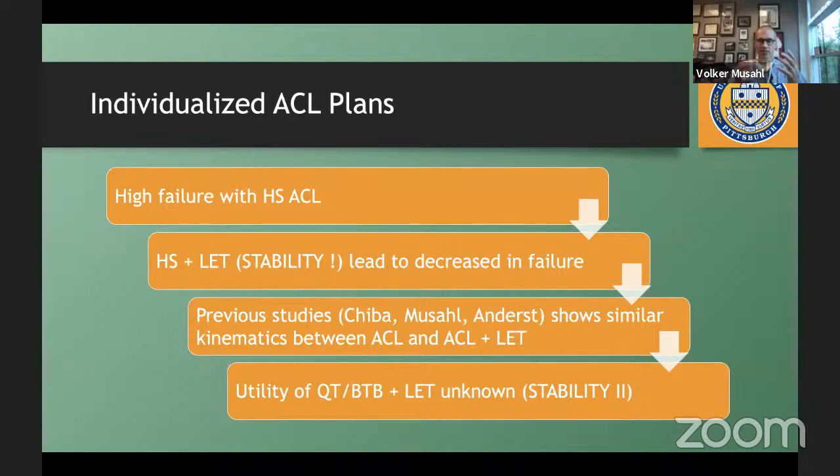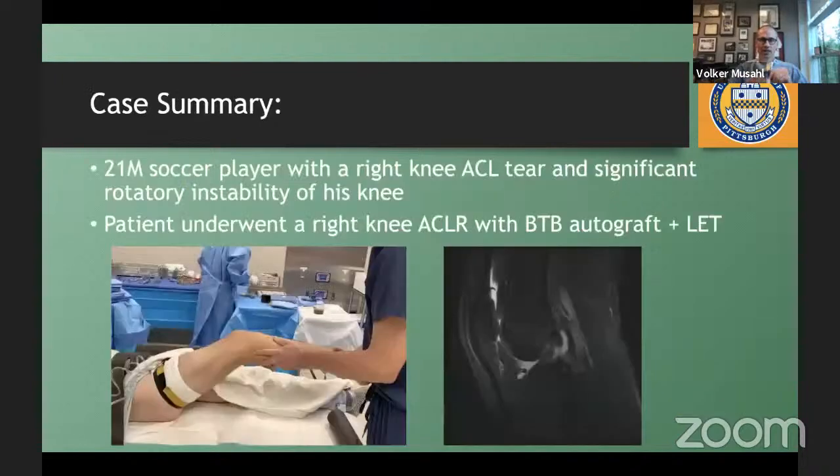So really the big question I'm asking myself right now is, in quadriceps and patella tendon ACL, which is what I do probably 90% of the time, what does lat add to it? I don't have an answer to that, but I'm happy to discuss that with you afterwards.